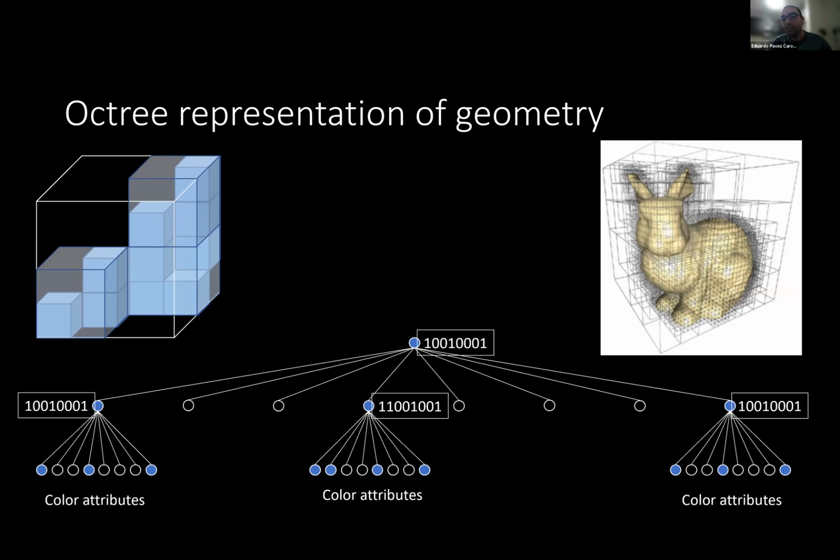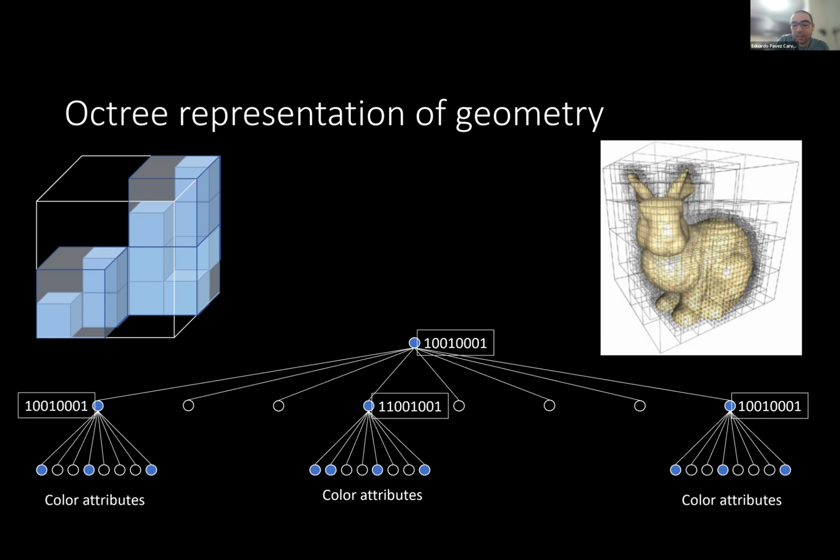Then you can recursively do this process for each of the cubes, marking occupied or unoccupied. You can represent this process as an octree, basically a tree where each node has at most 8 children. Each blue circle represents an occupied block, and this example represents the geometry of this set of blue cubes on the left. For a 3D point cloud, you can do this with an octree that has many levels, and in the terminal nodes you can place all the color attributes, because the terminal nodes represent each point of a large 3D point cloud.